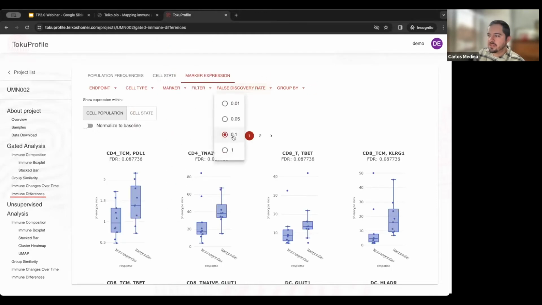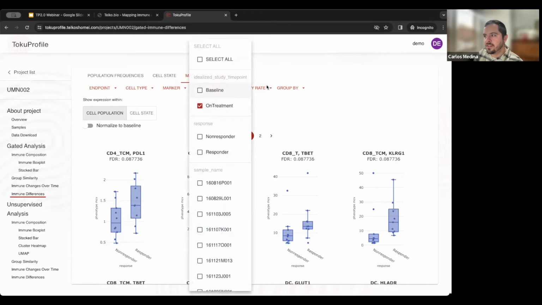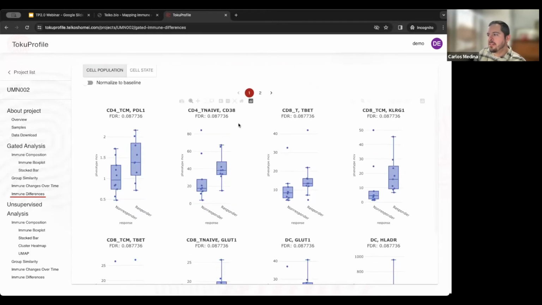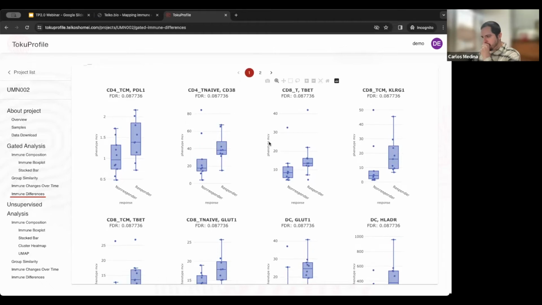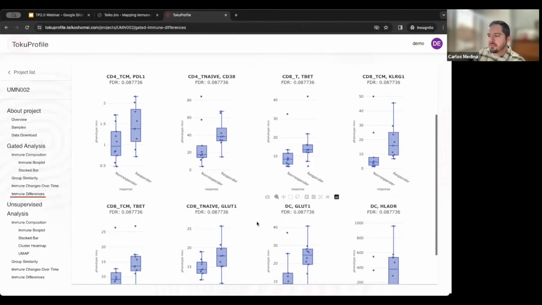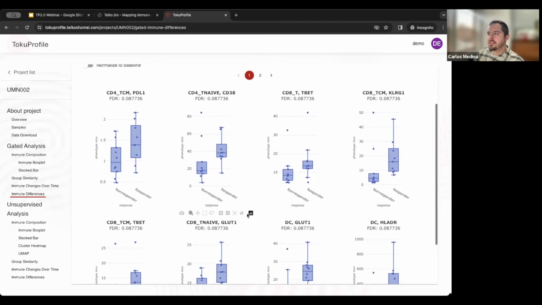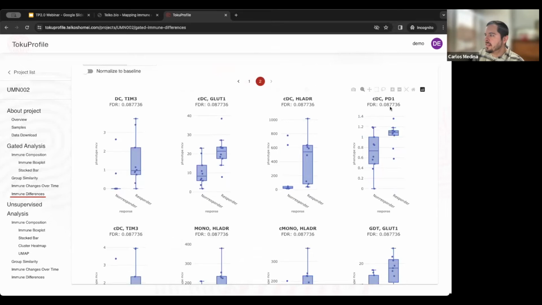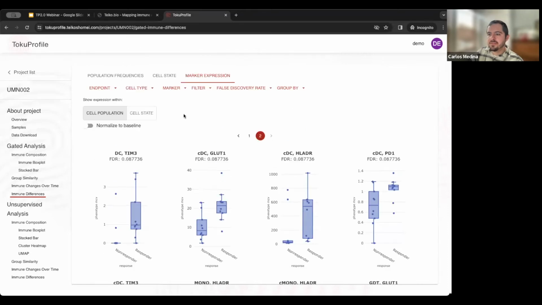And we've left the false discovery rate at 0.1 and the filter at on treatment. And so what we can see here is a number of markers of immune cell activation, like CD38, HLA-DR. We can see metabolic markers like GLUT1 that are also upregulated in activation, and markers like PD1, which is the checkpoint marker, and TIM3, which is associated with activation and exhaustion. And so there's some differences in activation markers beyond AREG and ST2 within these subsets.